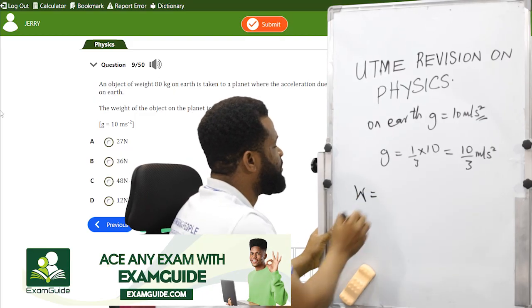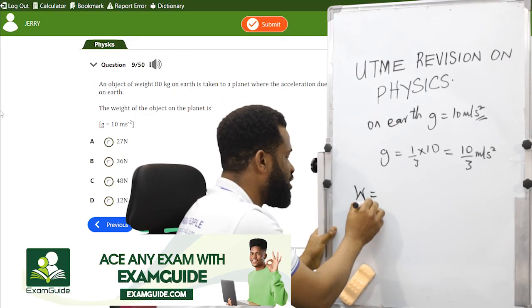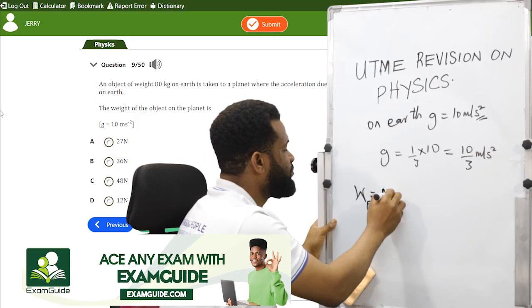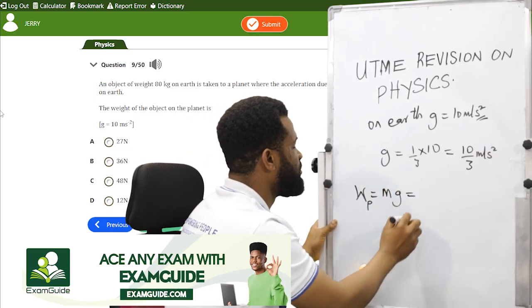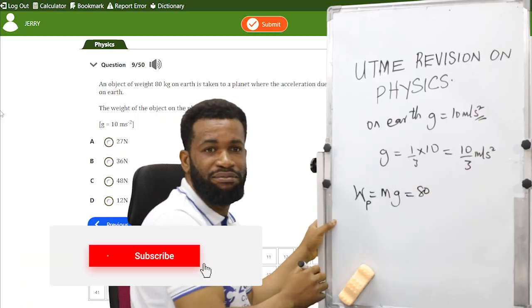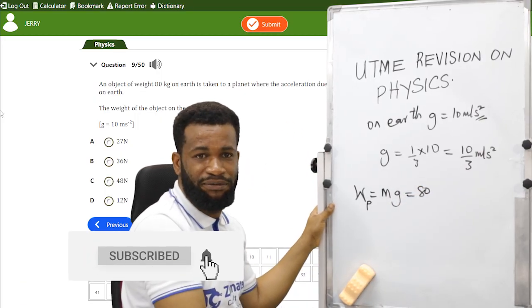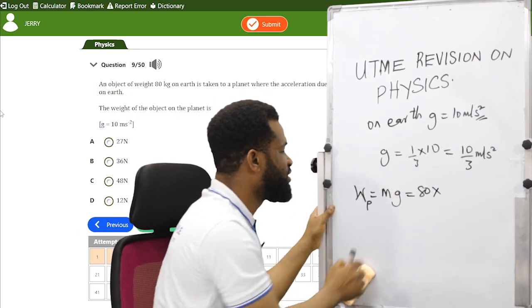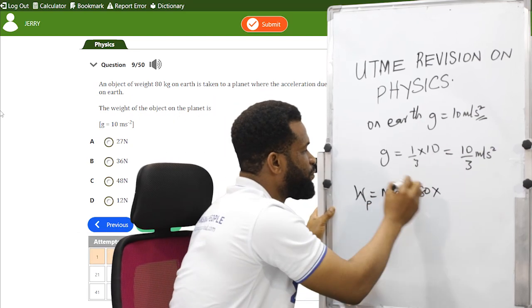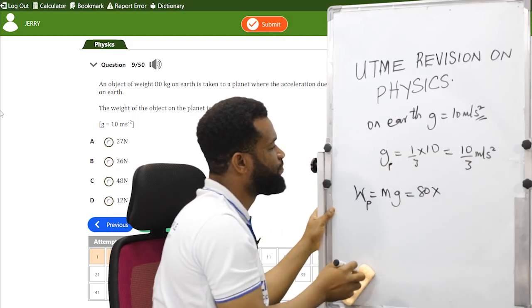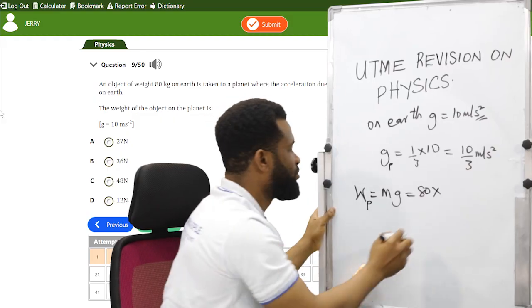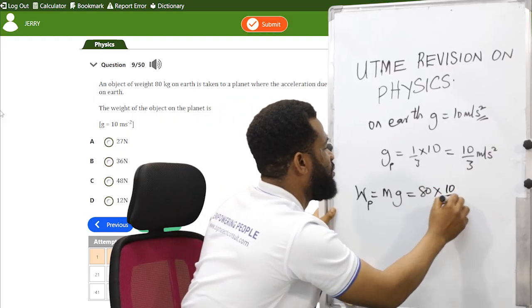So the weight is going to be on that planet. So I'm going to call it WP for the planet, where we have mg. So this is going to be mass is 80. Mass does not change irrespective of the planet. Then times acceleration due to gravity, which has changed. Instead of g, I'm going to put gp, that is the acceleration due to gravity in a given planet. So this is going to be 10/3.